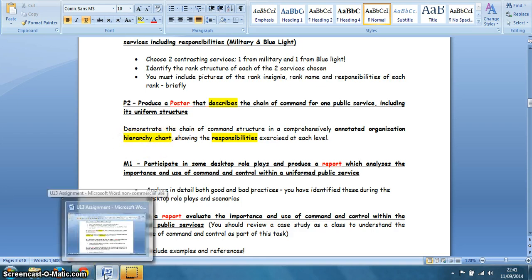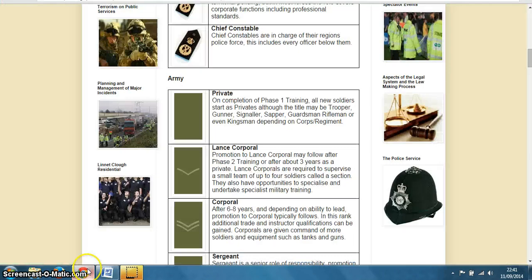Now you can cut and paste this from the internet as long as you reference it. However, in this layout is not sufficient. So you need to look on the different service websites. If you're going to do the police or the army, you need to look on the different service websites and find the actual organizational chart and include this picture. If you do include it, please reference where you got it from.